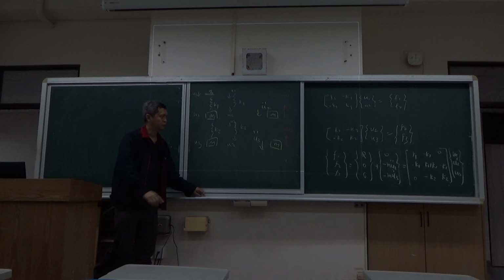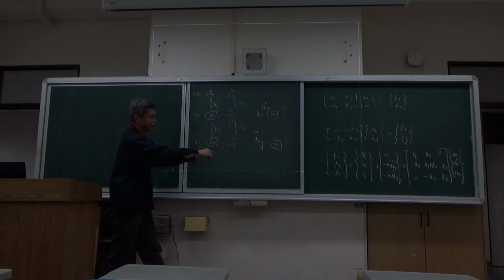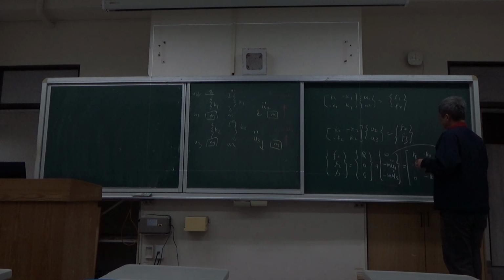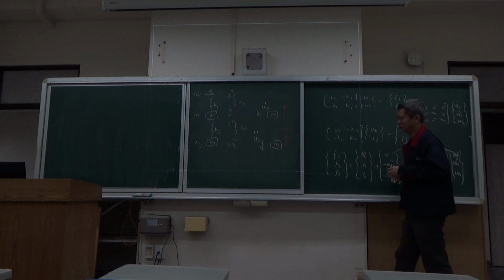Okay, so to draw them, let me move these to the opposite side. How do I move? In order to move it, I'm going to write the inertial force vector as U1 double dot, U2 double dot, and U3 double dot with mass on the diagonal term. So this is equivalent.